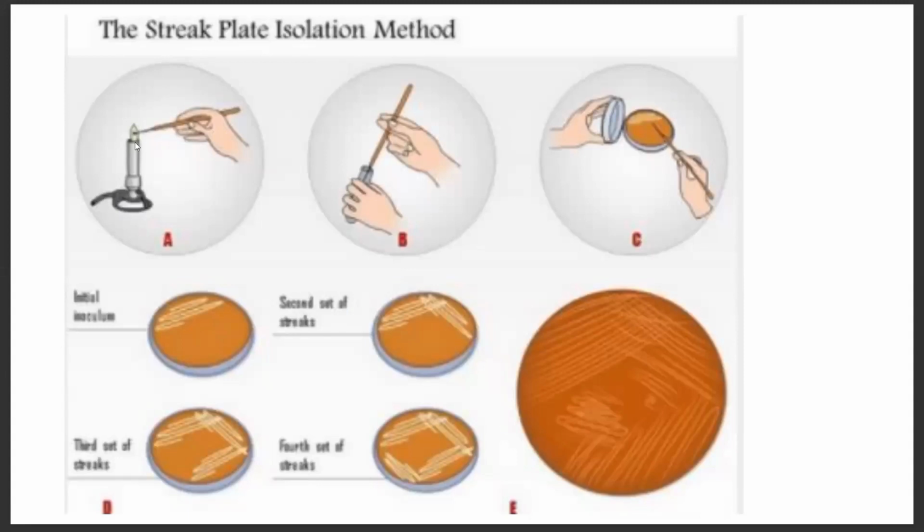Now first, hold the inoculating loop against the Bunsen flame until it turns red hot. Right? Then take a loopful sample of yogurt. Then place the loopful sample near the edge of the petri dish and streak zigzag patterns.